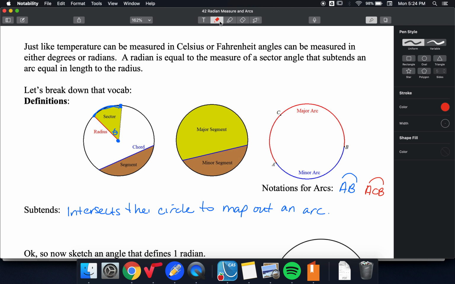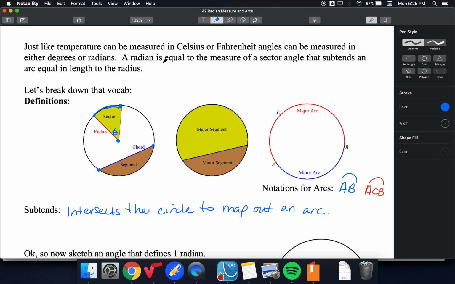A segment, so we don't talk about a segment in the definition, but just to have all of our circle definitions in here, a segment is when we put in a chord. So notice a chord is a line that subtends two parts of the circle. So we intersect the circle, and we are not a diameter. So a chord is a line through a circle that does not go through the center. It then creates a segment, which is either the minor segment or the major segment. All right, so back to our radian.